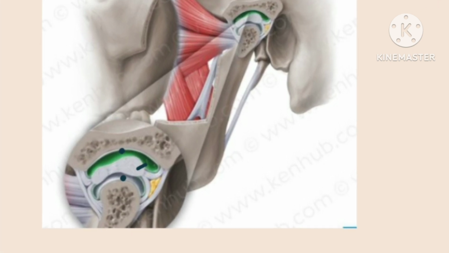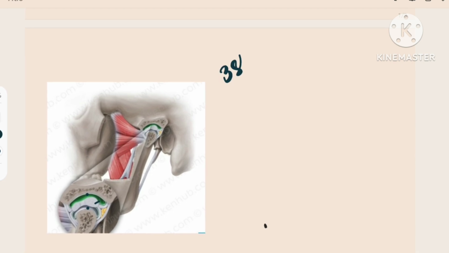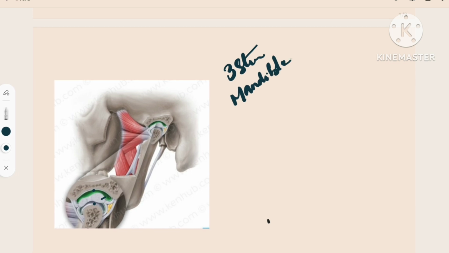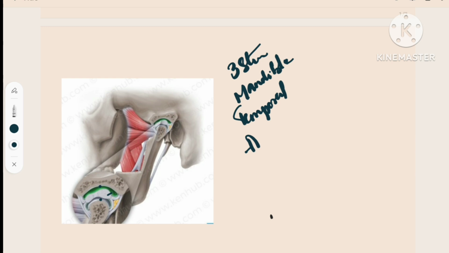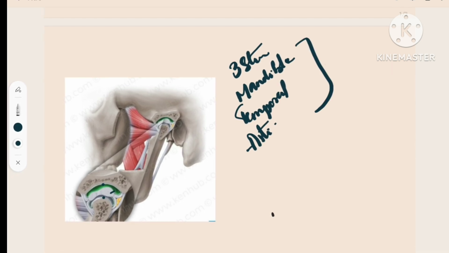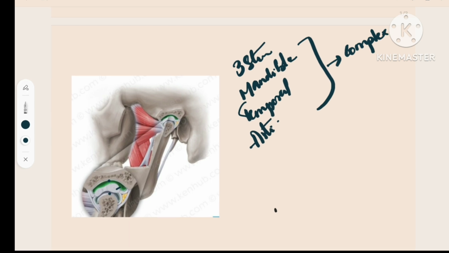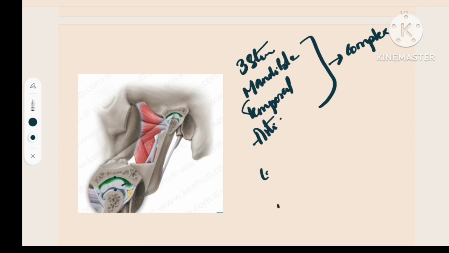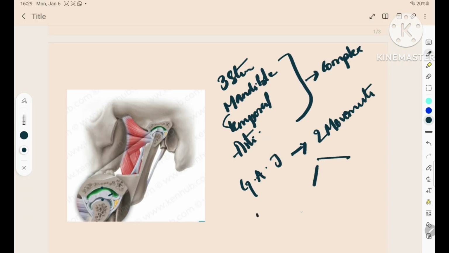The main thing we need to know is that this joint is formed by three structures. The first one is the mandible, then the temporal bone, as well as the articular disc. Because of this, the joint is also called a complex joint, and it has another name, the ginglymoarthrodial joint, because it undergoes two types of movements, that is the rotation as well as the translatory type of movement.